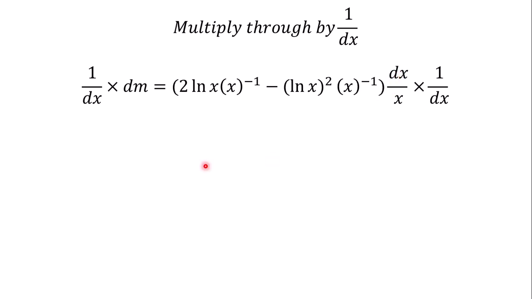So here when you multiply this one by 1 over ds, it will give us dm over dx, and it's equal to, now when you come to this side, this and this will cancel out, and we are left with 1 over x. So dm over ds is equal to this one multiplied by 1 over x.